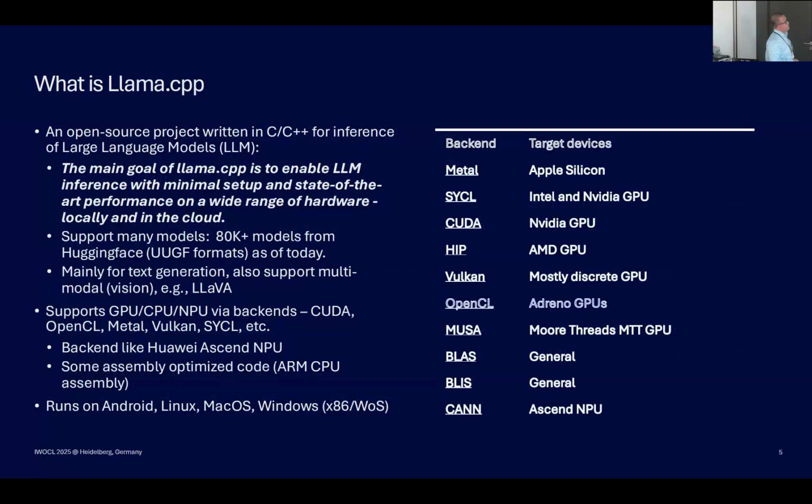So very quickly, an introduction to Llama.cpp. This is an open source project written in C++ for inference of large language models. It's inspired by Meta's Llama work. The quote from the Llama.cpp front page says it's really to enable large language model inference with minimum setup, locally and in the cloud. For Qualcomm, we really care about edge devices, so it's really about running your models on the local device.